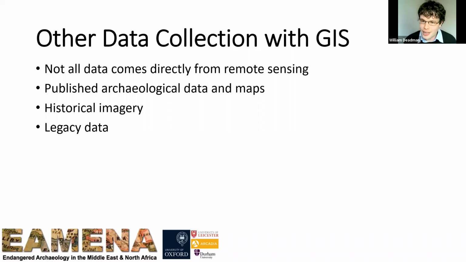So a significant proportion of our data comes from sort of new remote sensing survey like that, but we also rely on other sources too. So published archaeological data and maps are invaluable, as they represent ground-based data that we can be sort of more certain about. There's always going to be some uncertainty when you're doing remote sensing, no matter how experienced you are. We also use historical imagery, which Kristen's already talked about in a previous lecture, as well as legacy data collected in past research projects at Durham.